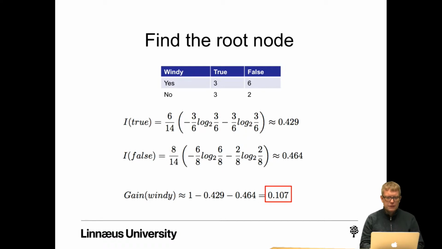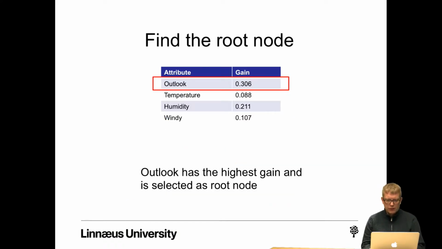And the last attribute is windy, which can be true or false. If windy is true, we have 3 examples in the yes and 3 in the no category. If windy is false, we have 6 examples in the yes category and 2 in the no category. We put these frequency values into our formula and calculate the information gain for windy, which is 1 minus 0.429 minus 0.464, which results in a value of 0.107. And if we list all these information gain values in a table, it looks like this.